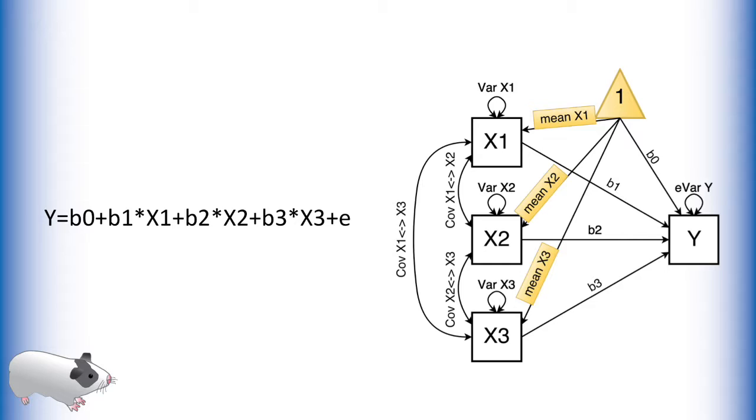In path analysis, we also model the means of our predictor variables, as well as their variances and covariances. Now let's create this model in OpenMx.